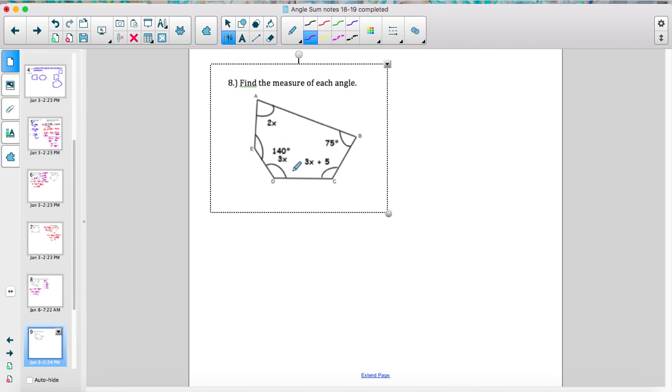One thing I noticed here, the 140 is really close to this 3x. 140 is at angle E, and the 3x is the value for angle D. When you're done with number 8, go ahead and hit play.